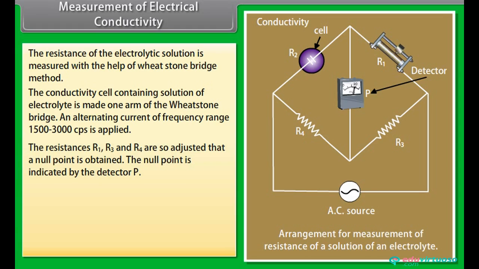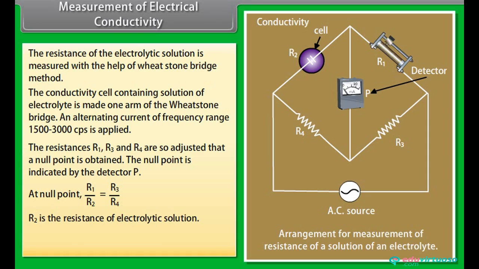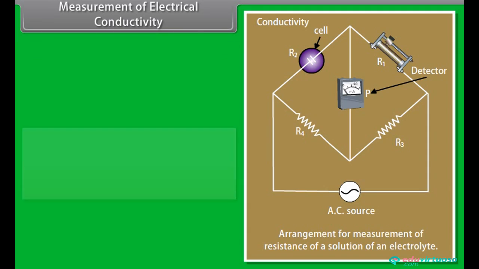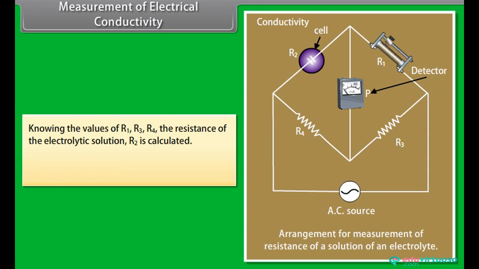The resistances R1, R3 and R4 are so adjusted that a null point is obtained. The null point is indicated by the detector P. At null point, R1/R2 = R3/R4. R2 is the resistance of electrolytic solution. R2 = R1 × R4/R3. Knowing the values of R1, R3, R4, the resistance of the electrolytic solution R2 is calculated.